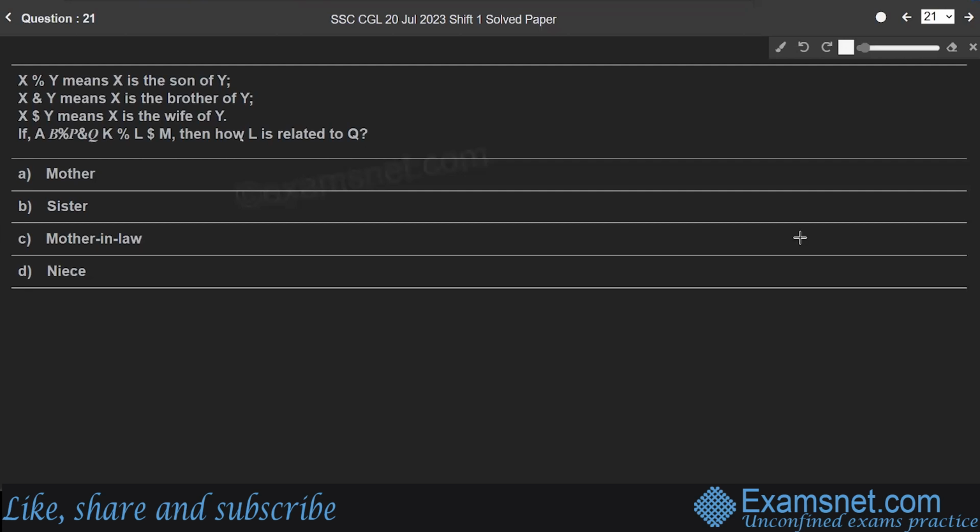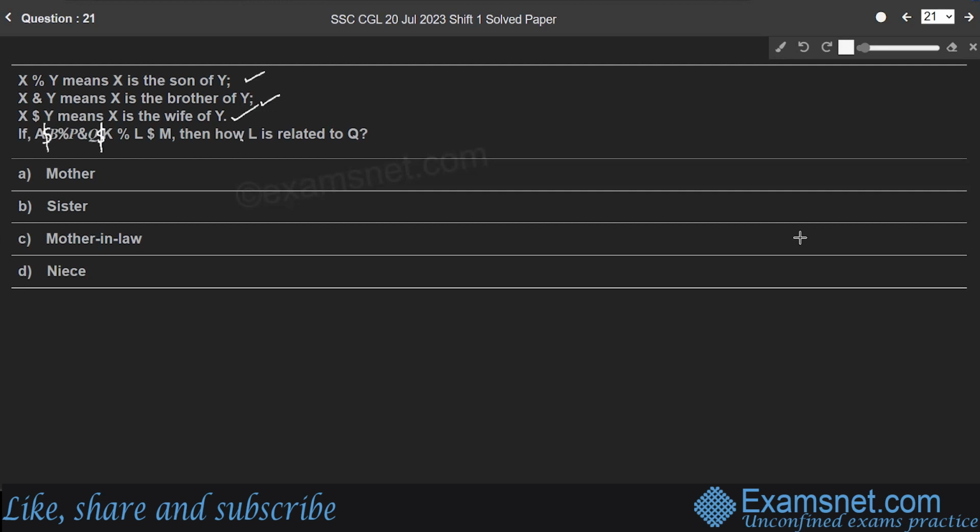Question 21. X percentage Y means X is the son of Y. X and Y means X is the brother of Y. X dollar Y means X is the wife of Y. There is a small correction, students. If A dollar B, B percentage P, P and Q, Q dollar K, K percentage L and L dollar M, then how is L related to Q?